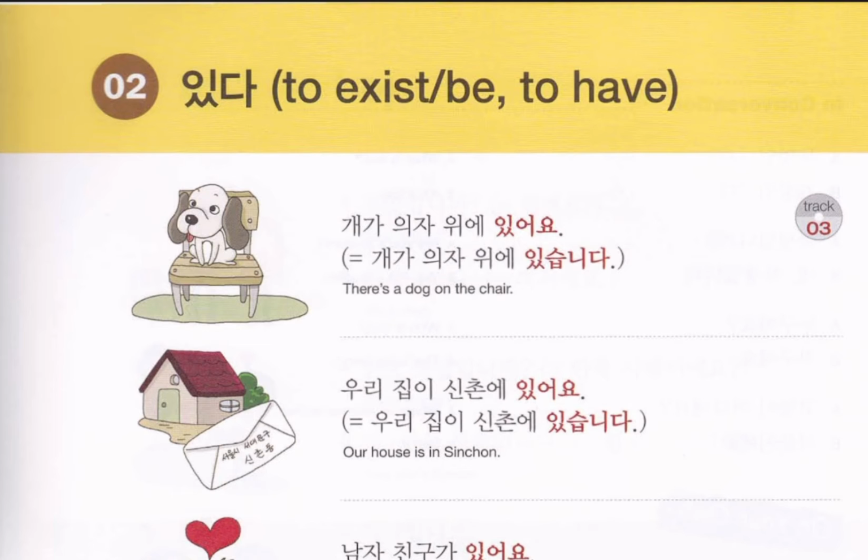Today is our second class of the Korean grammar video series, and in this class we are going to learn itta, which is used to exist, be and have.